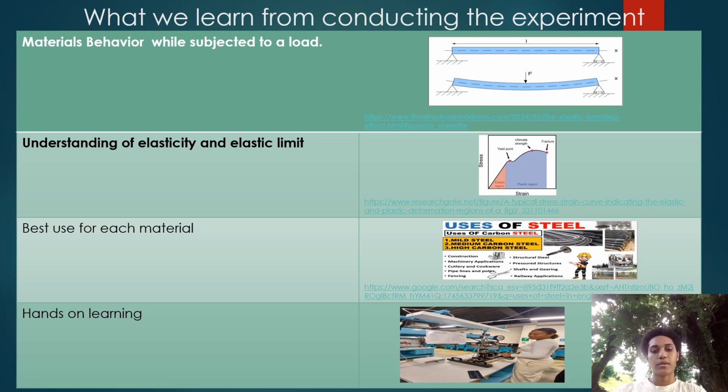Moving on, the best use for each material. From the experiment, we have learned how each material can be used. After testing each of them, we see which ones are better for supporting weight and which ones could break easily. Thus, this helps us in choosing the right type of material. As seen in the diagram shown on the right, these are the uses of steel and some uses of plastics.